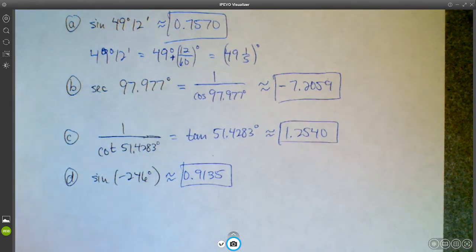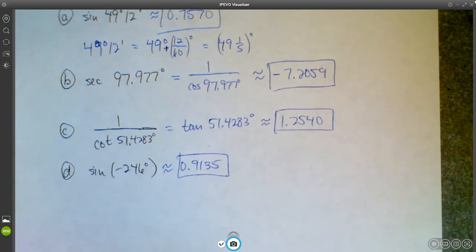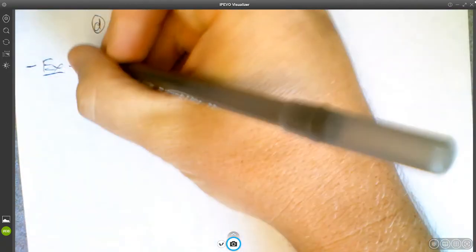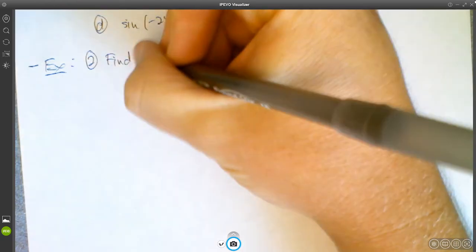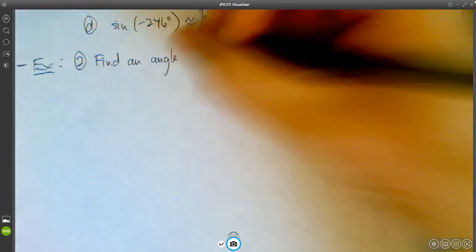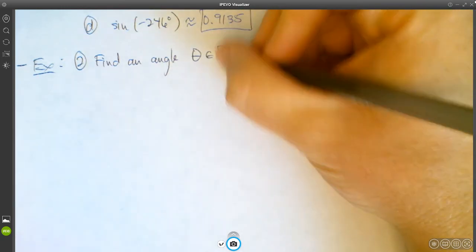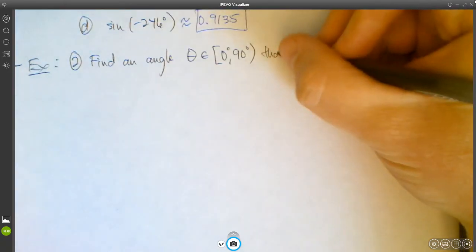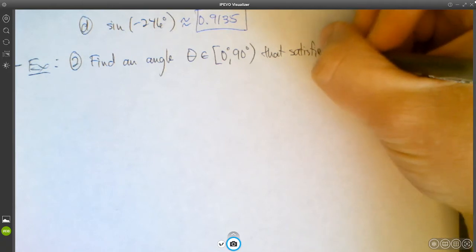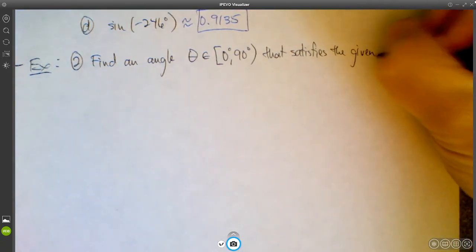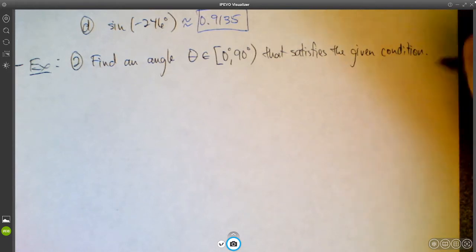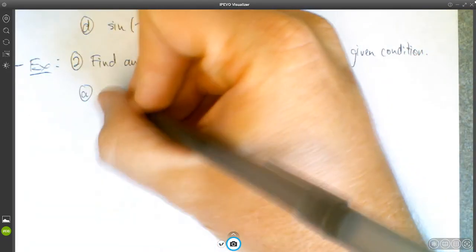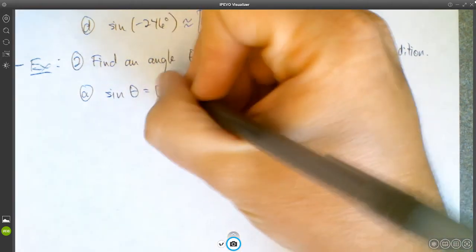So that's that. Let's do something a little bit different. Let's find an angle theta in the interval 0 to 90 degrees that satisfies the given condition. Let's do this for sine theta equals 0.325.